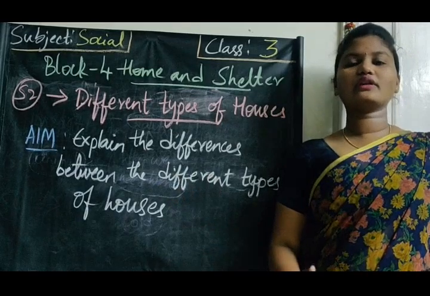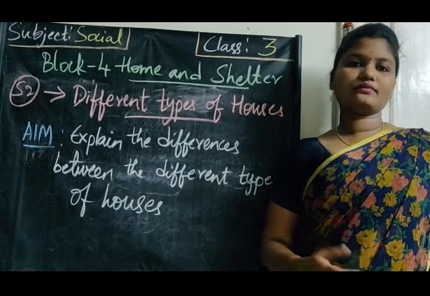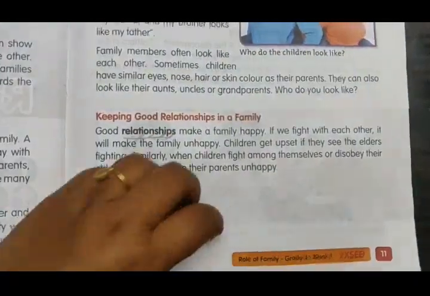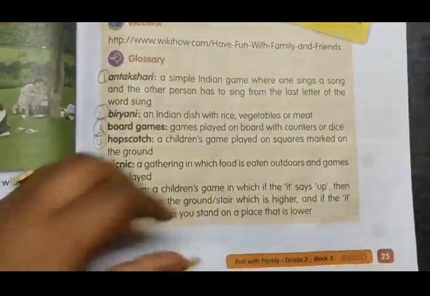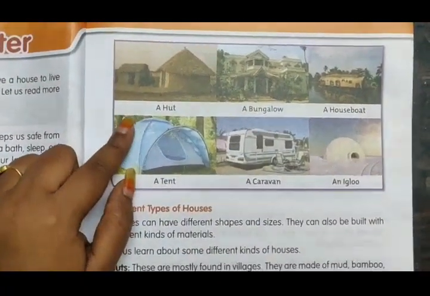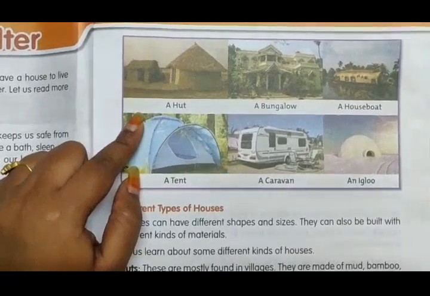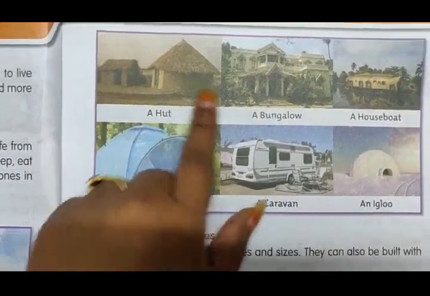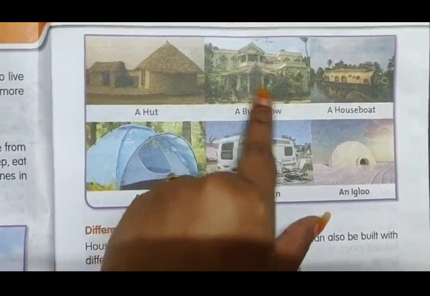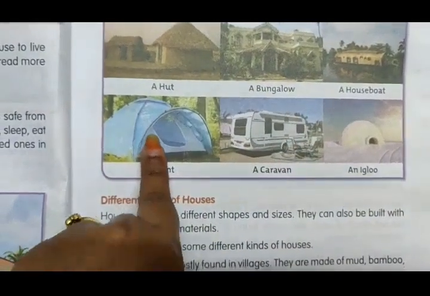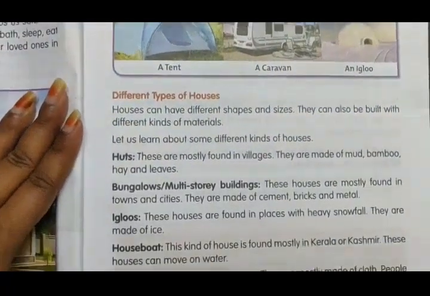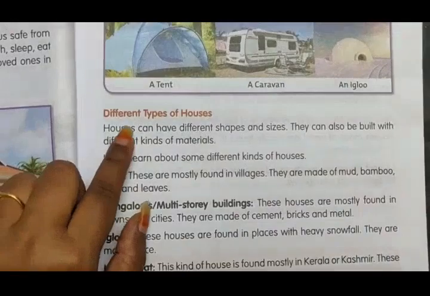Now everyone open your reader, page number 29. Okay children, this is your content book. Open page number 29. We have already seen different types of houses in the word web, right? Now let's look at the pictures. What do you see here? It's a hut, a bungalow, a houseboat, a tent, a caravan and an igloo. Now let's read it in brief. Keep your finger where I am reading.